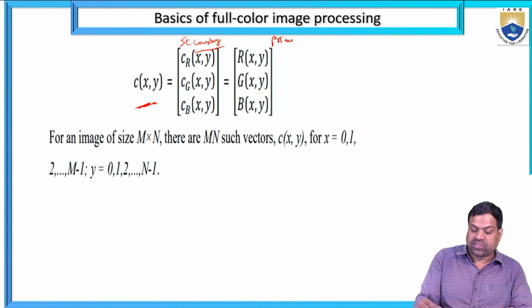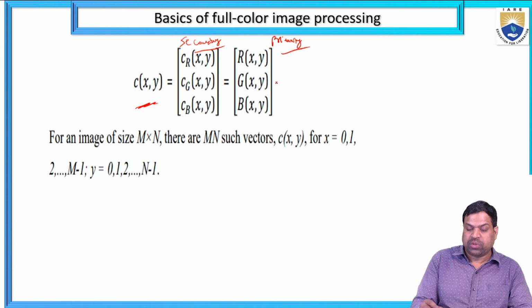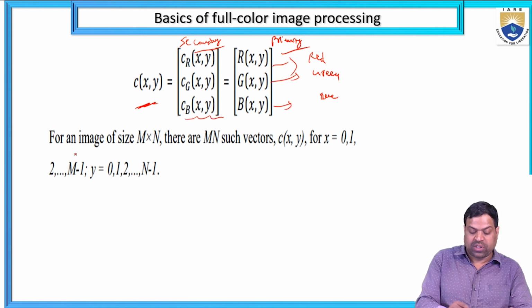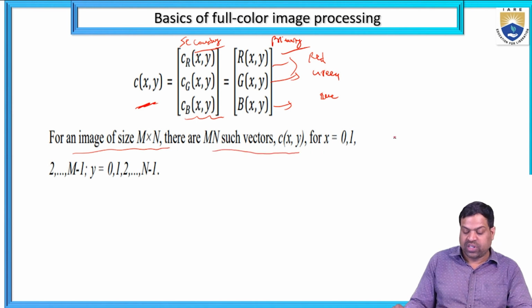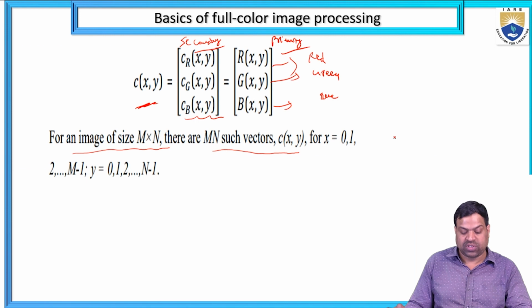These are the primary colors. So primary means R of x comma y, G of x comma y, B of x comma y: RGB, red, green, and blue. So we came from secondary to primary. The M of n is a size, and vectors are C of x comma y, where x equals 0, 1, 2, and so on up to m minus 1.